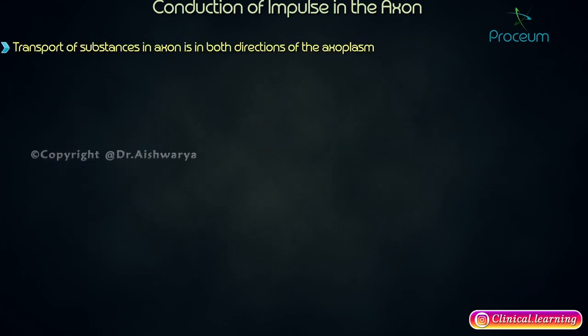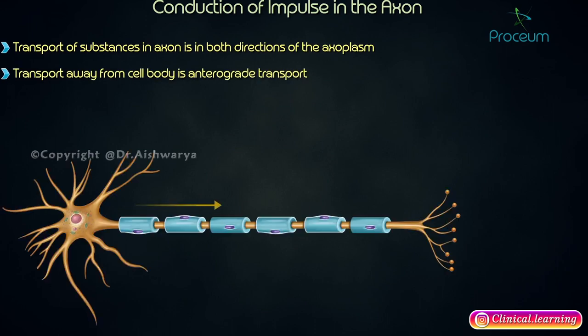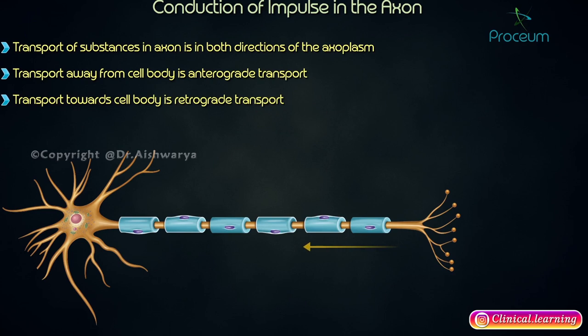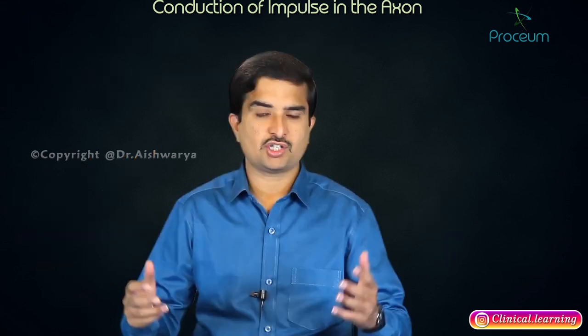So the transportation of the substances within an axon is in both directions of the axoplasm, and if the transport is away from the cell body, it is anterograde transport or flow, and if it is towards the cell body, it is called as retrograde transport or retrograde flow. This is what you need to know about the axonal excitation.